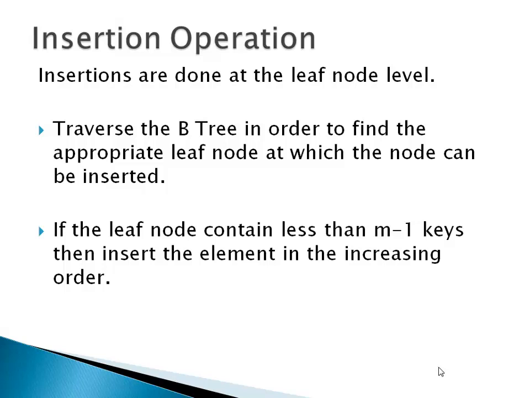Insertion operation. Insertions are always done at the leaf node level. First step is to traverse the B tree in order to find the appropriate leaf node at which the value can be inserted. If the leaf node contains less than m minus 1 keys, then insert the element in the increasing order of the existing node.